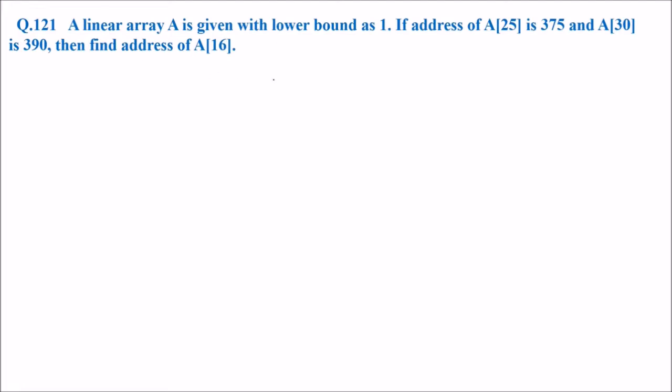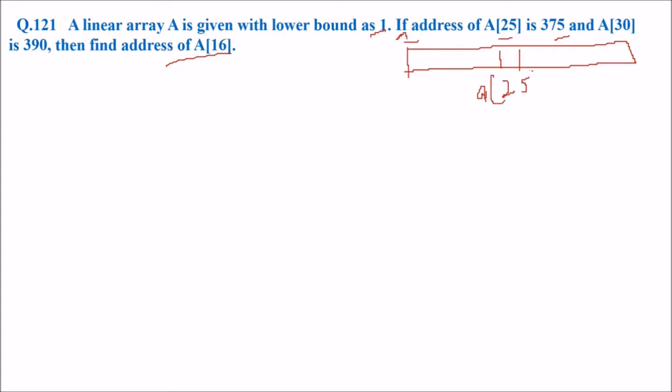Now, a linear array A is given with a lower bound of 1. If the address of A25 is 375 and A30 is 390, find the address of A16. So the question says you have a linear array with the lower bound as 1, the address of A25 is 375 and A30 is 390.